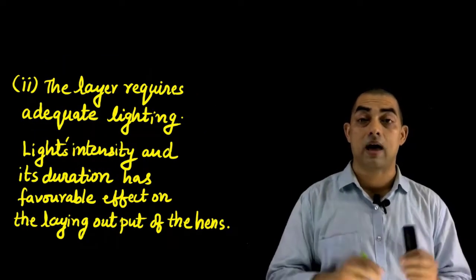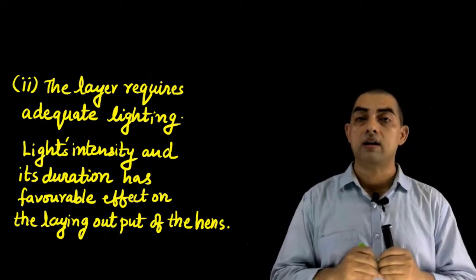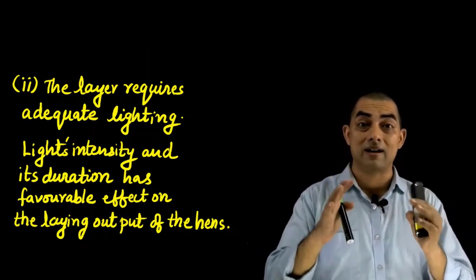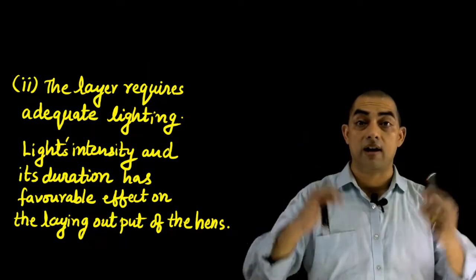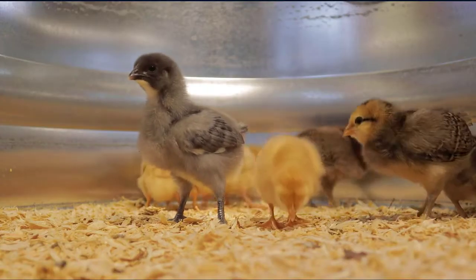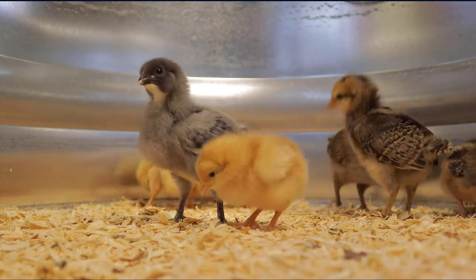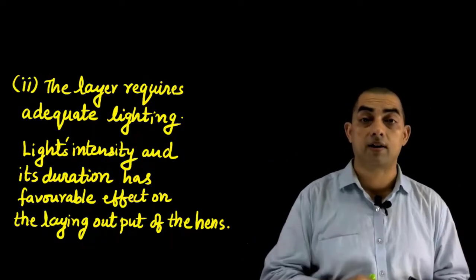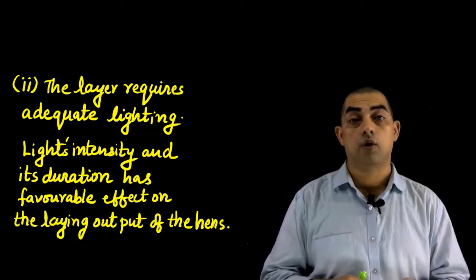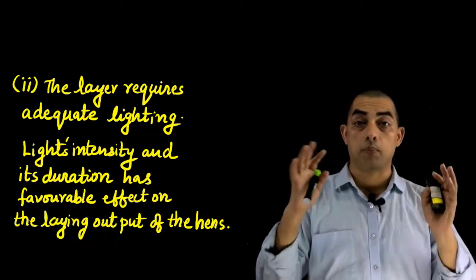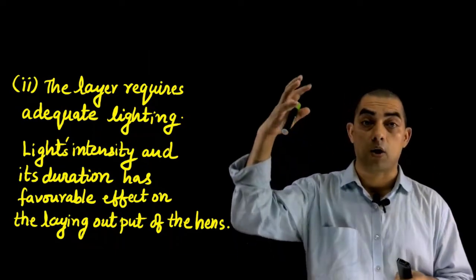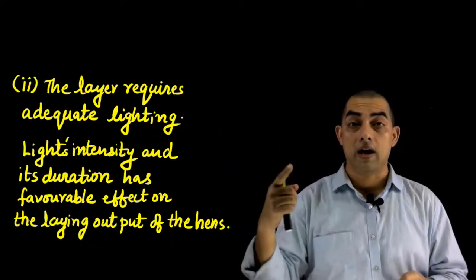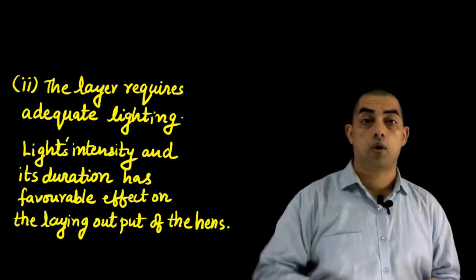Second point is that the layer requires adequate lighting. The place where these layers are growing should be well ventilated. Why? What is the use of this lighting? The light's intensity and even its duration has a favorable effect on the laying output of the hens. So if it is properly ventilated or adequate intensity light is used, in that situation the layers are going to produce more number of eggs.